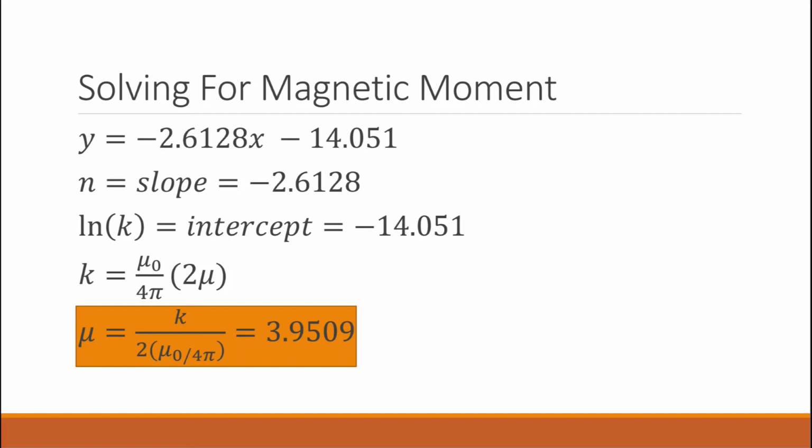This is from doing algebra. So we know that k is equal to mu naught over 4 pi times 2 mu. Then we would do a little bit of algebra, and we separate u to get u equals k over 2 times mu naught over 4 pi. I plug in my values, and I got 3.9509, which I will need for my code.